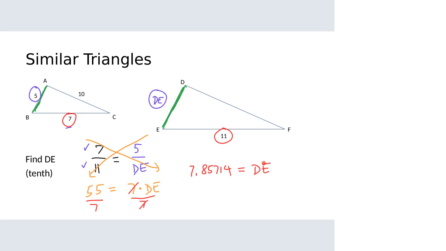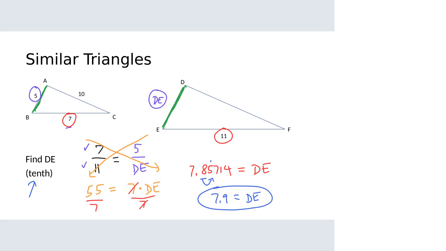So I'm done, except for that one last step where I was told to round this to the nearest tenth. So we'll find the tenths place, look one space to the right, that's 5 or bigger, so we'll round this up to 7.9. So given that these were similar triangles, plus the values that I knew, I was able to find that DE must have a length of 7.9. Are there questions about that before I have you try one?